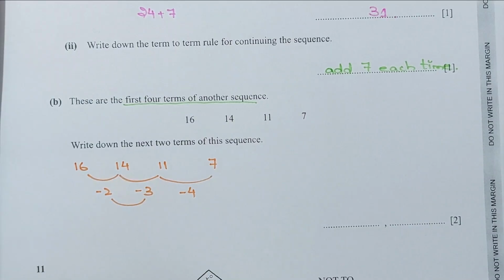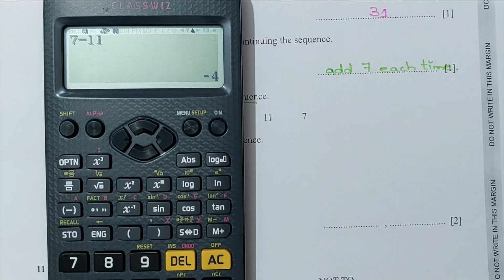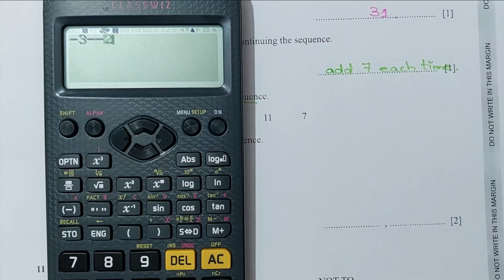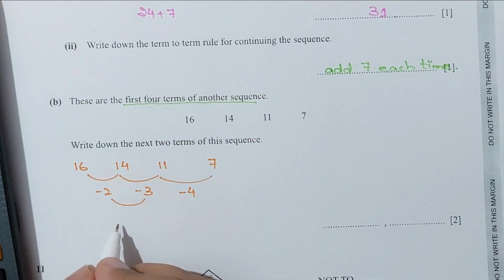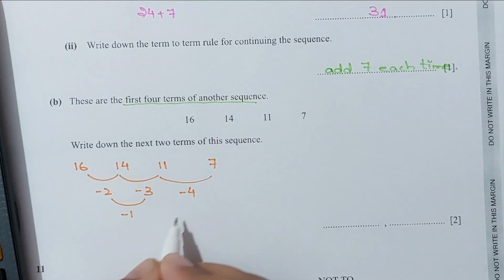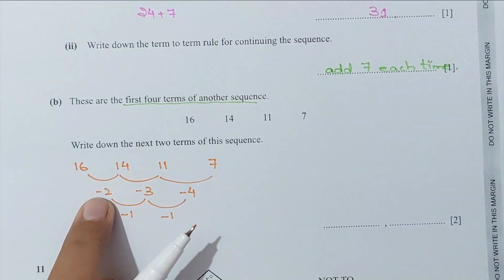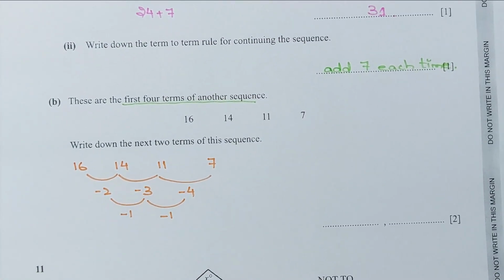Minus 2. Minus 3 minus minus 2, subtract 1. Minus 2 minus 1 is minus 3. Minus 3 and minus 1 is minus 4. So it is a quadratic sequence. So these are the terms of the sequence. This is the first difference and this is the second difference.